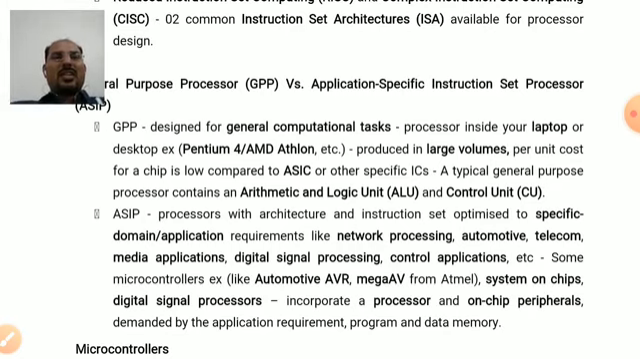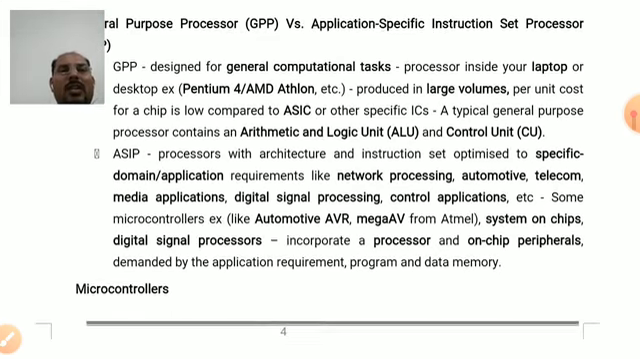Application specific instruction set processors are processors with the architecture and instruction set optimized for specific domain or application requirements, such as network processing, automotive, telecom, media applications, digital signal processing, control applications, etc. The examples are automotive AVR, Mega AVR from the Atmel company, or system on chips, digital signal processors. These also incorporate a processor and on-chip peripherals demanded by the application requirement, program and data memory.